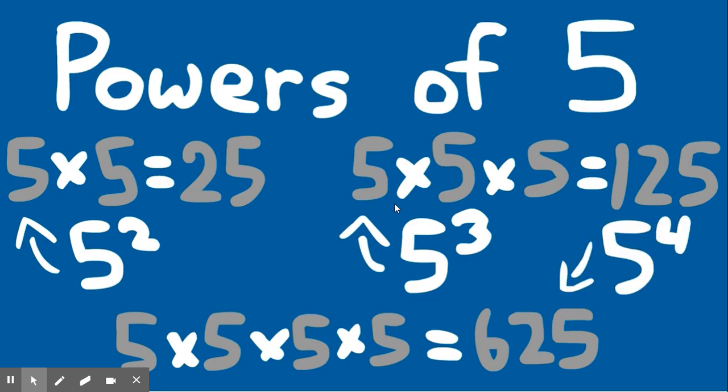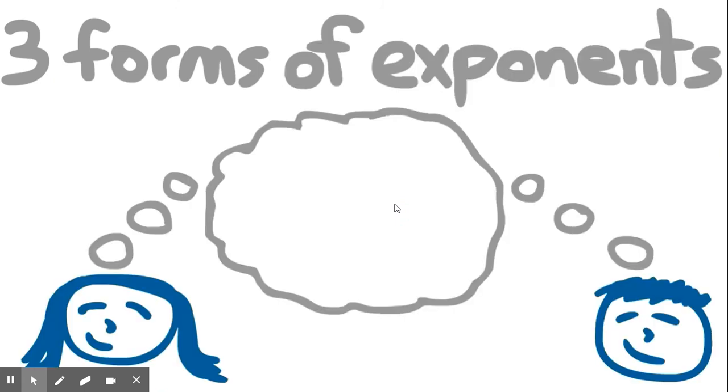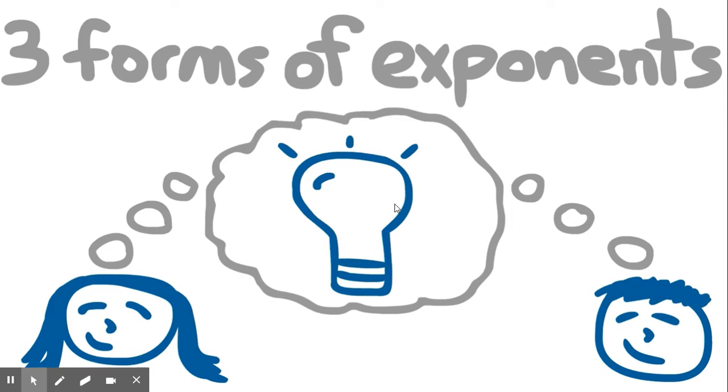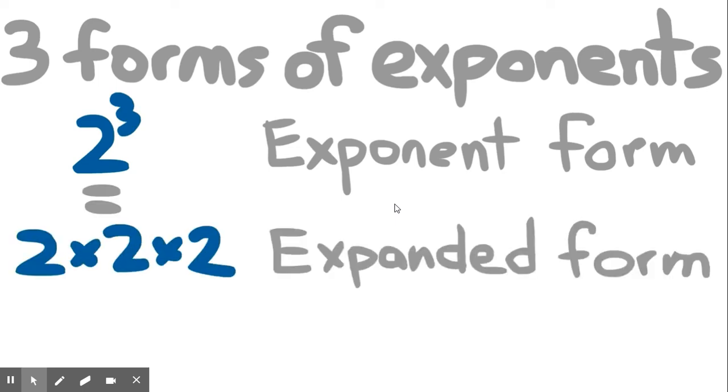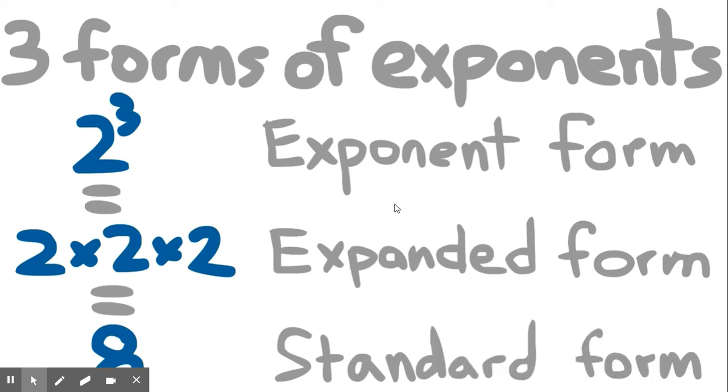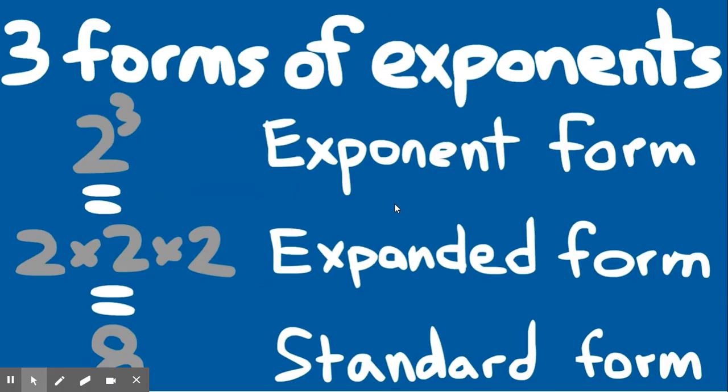Now let's look at the 3 different forms of exponents. You might find that you already know them. 2 to the 3 is known as the exponent form, because there's an exponent in there. 2 times 2 times 2 is the expanded form, because you've expanded the exponent form. And the result of 8 is the standard form. A plain number is the standard.